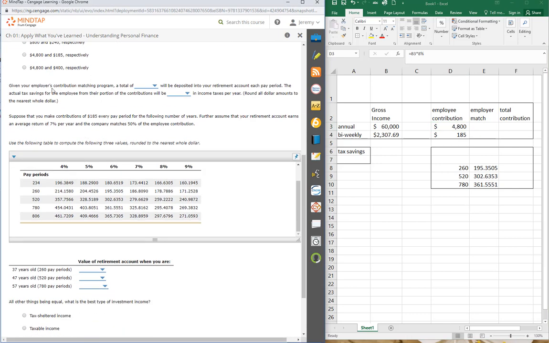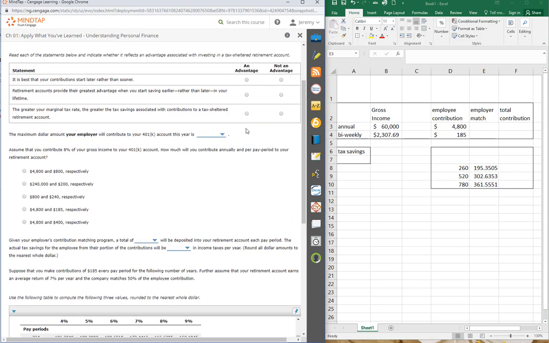Next, we say, well, given my employer's contribution matching program, a total of X will be deposited into my retirement account each pay period. The actual tax savings for the employee from their portion will be X in income taxes per year. Okay, so first let's look at how much total will be deposited into my 401k. And to find that, I have to say, well, what did I contribute? And then add in what my employer contributed.